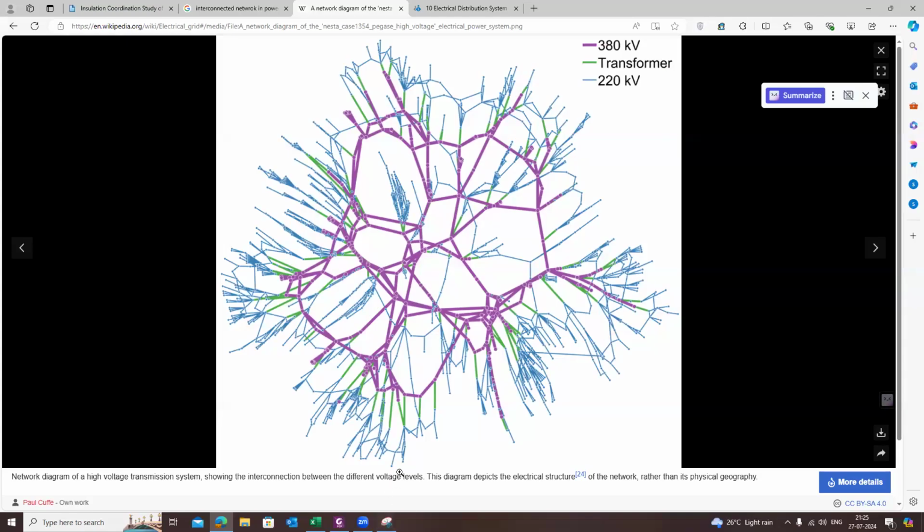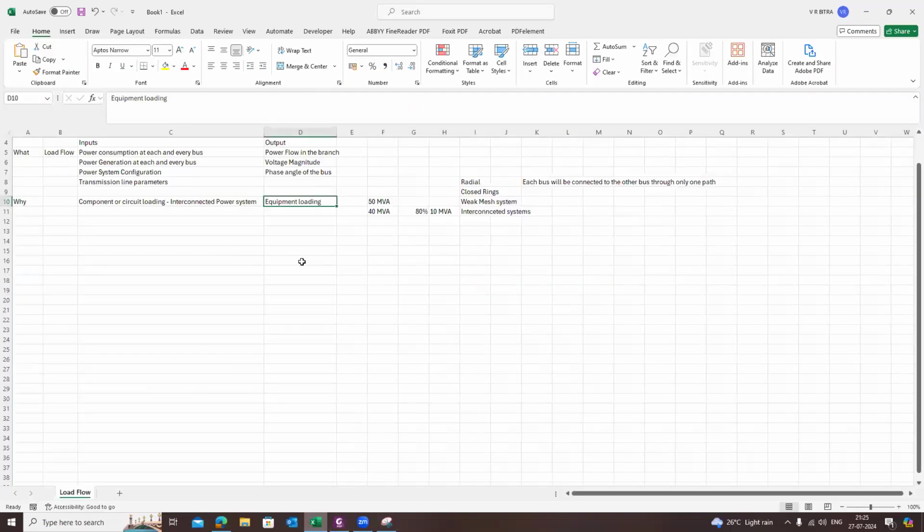Okay. Now, one more point you have to understand is that equipment loading is not just about finding out the equipment loading. It also gives us realistic information about the margin available for the future. What is the future margin available? What do I mean by that? When it comes to equipment loading, let's take one small example of a transmission line.